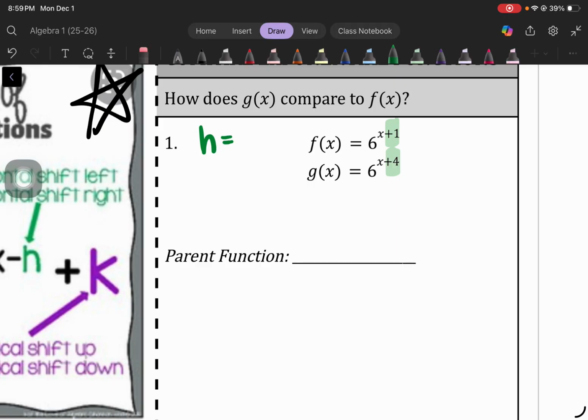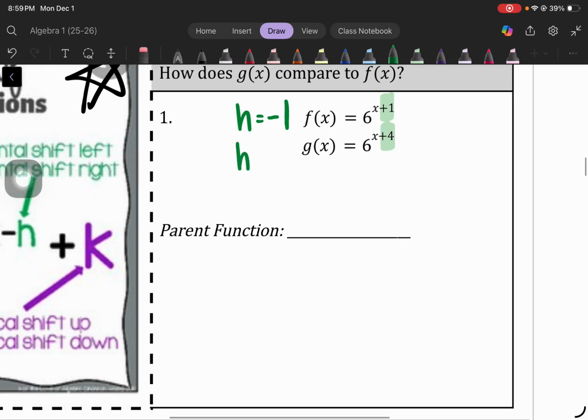For the first equation, we have h equals, and because I see a positive 1, what we really have is a negative 1. And in my second equation, or function, I have h as negative 4, because again, it's positive, and our h lies. So we're always taking the opposite.